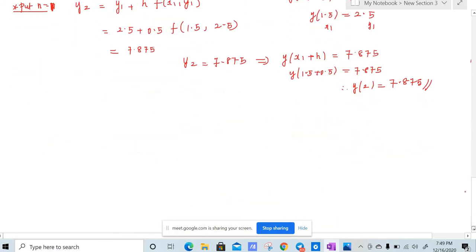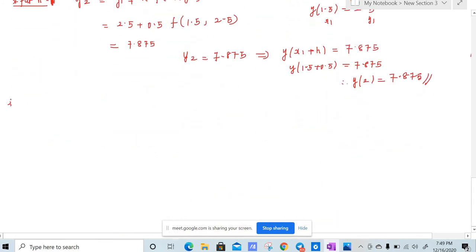So now I will move on to one more problem. The third problem. Actually every problem is very easy. So we'll do one more problem.